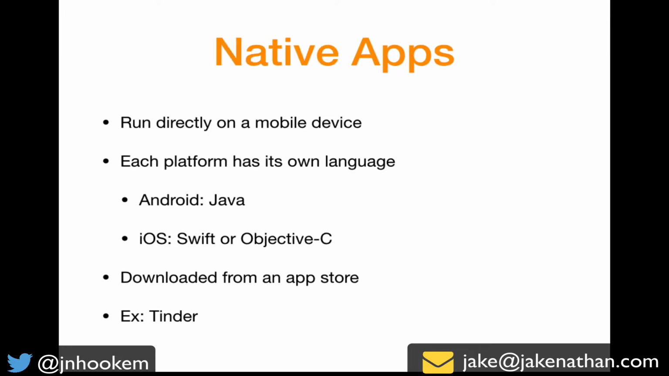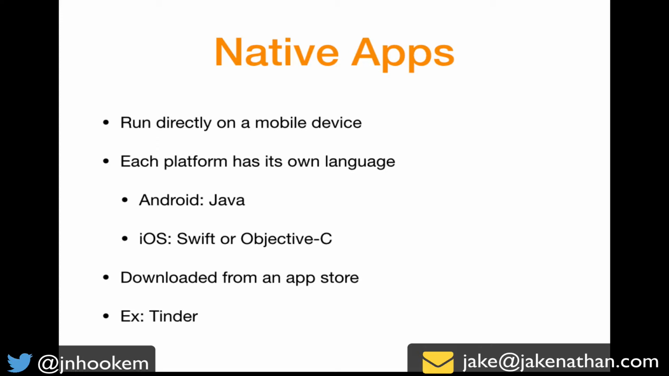Native apps are apps that you download directly to your device. Each type of device has their own specific language. For iPhone apps, it's Swift or Objective-C. For Androids, it's Java. You probably have many native apps downloaded on your phone. For example, the dating app Tinder is a native app.